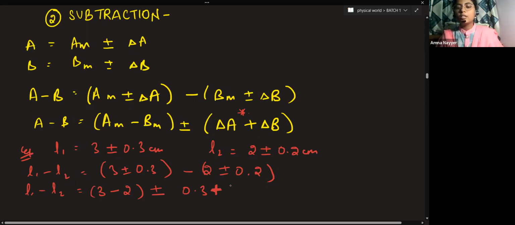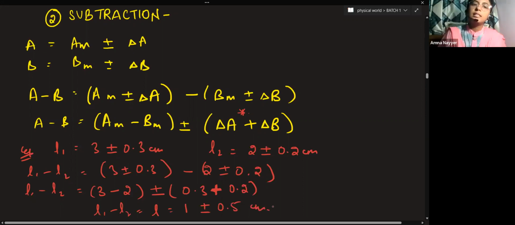0.3 plus 0.2. So L1 minus L2, which is L, will come out to be 3 minus 2, which is 1 plus minus 0.5 centimeters. This is the error. All right, so note it down. This is similar to addition, just the negative sign comes here.